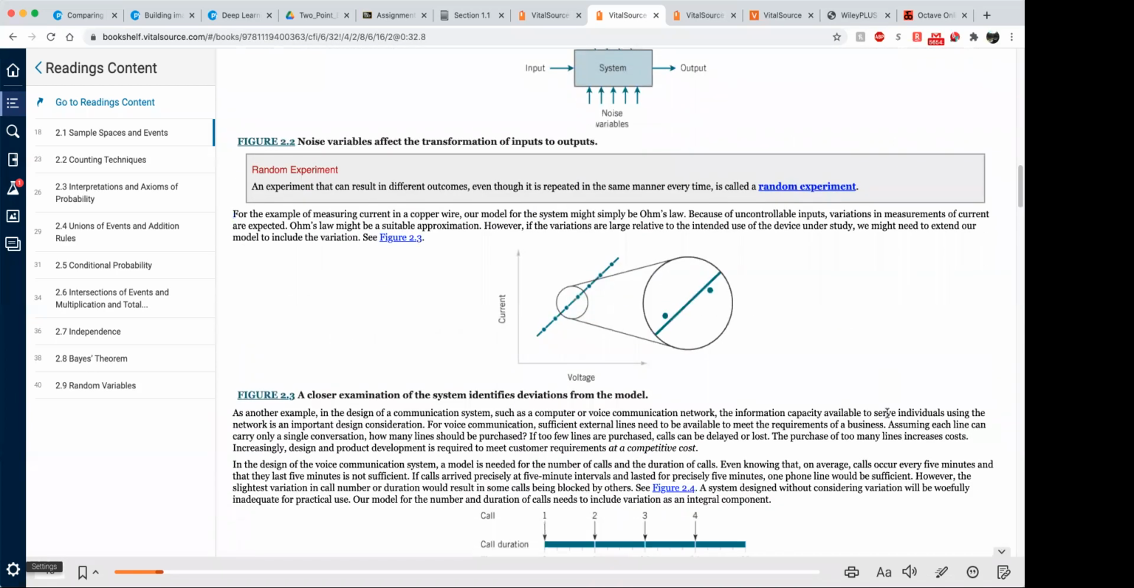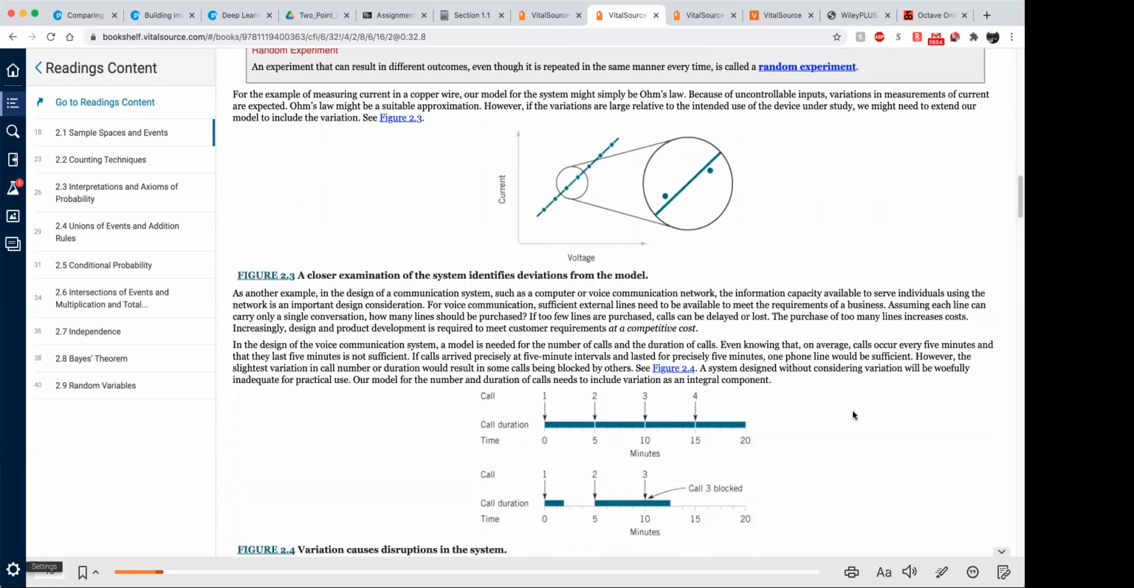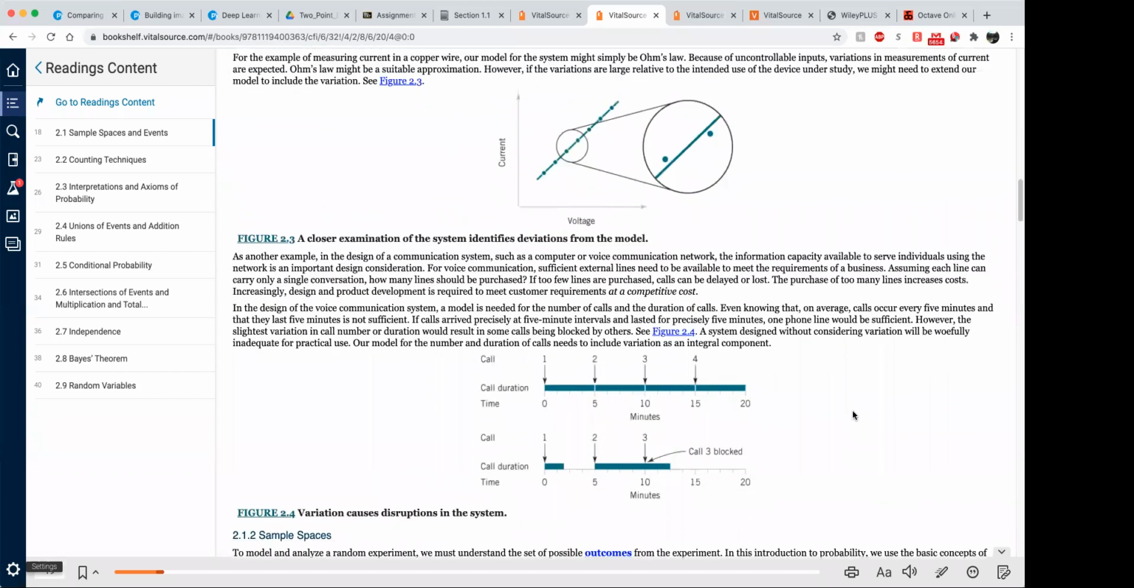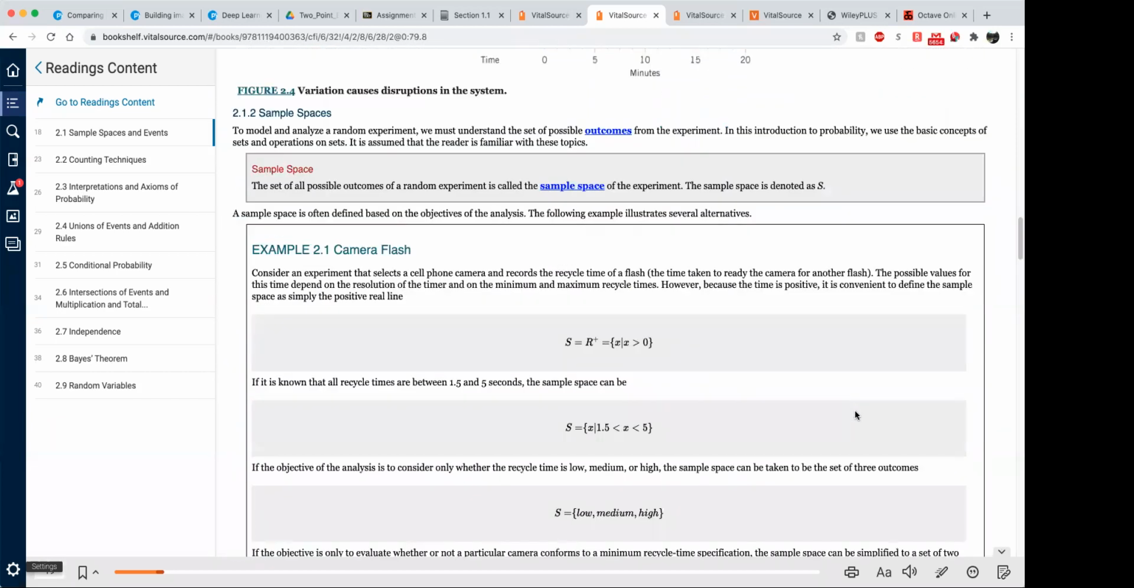Okay, now the next one, sample space. For each random experiment, we're going to have different outcomes, right? So the set of all the possible outcomes is called the sample space. You see the definition of sample space right there in the textbook: the set of all possible outcomes of a random experiment is called the sample space of the experiment. The sample space is denoted by capital letter S.